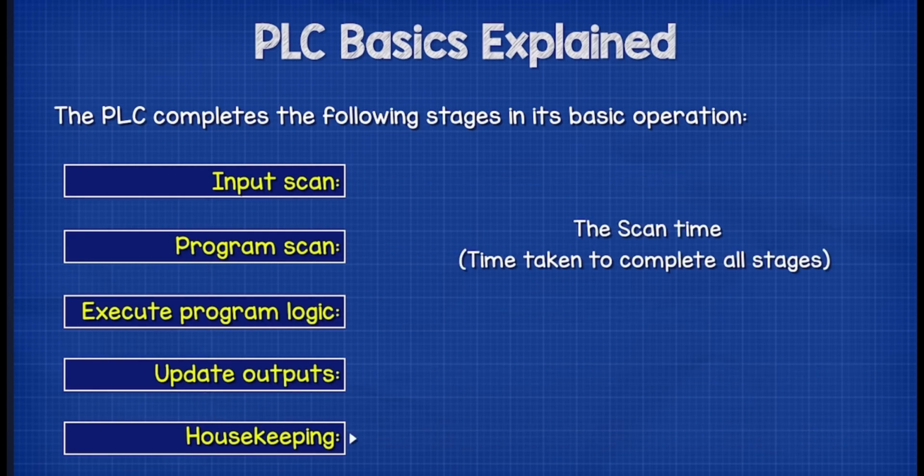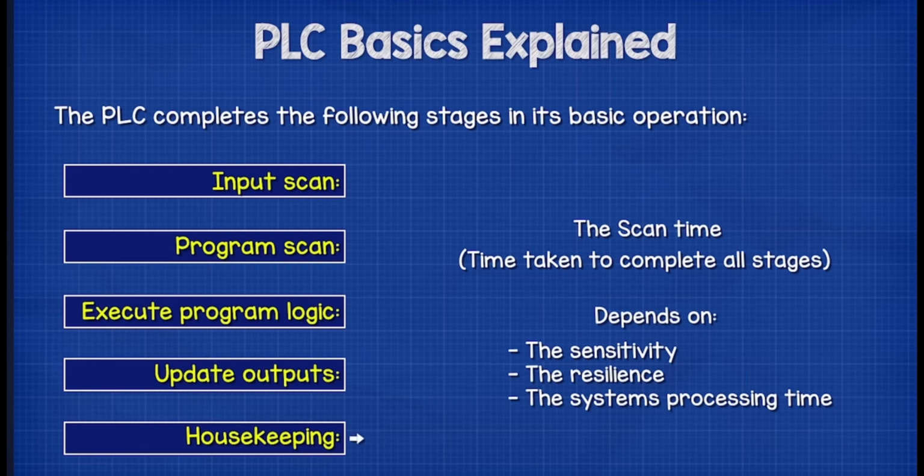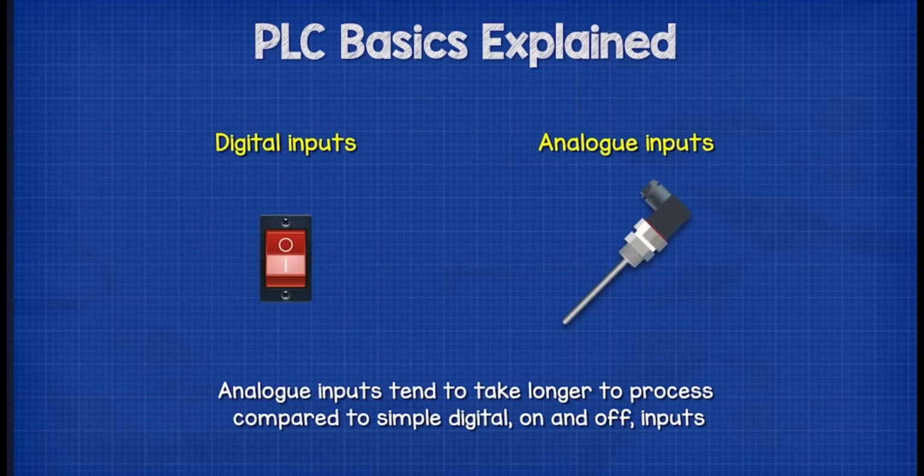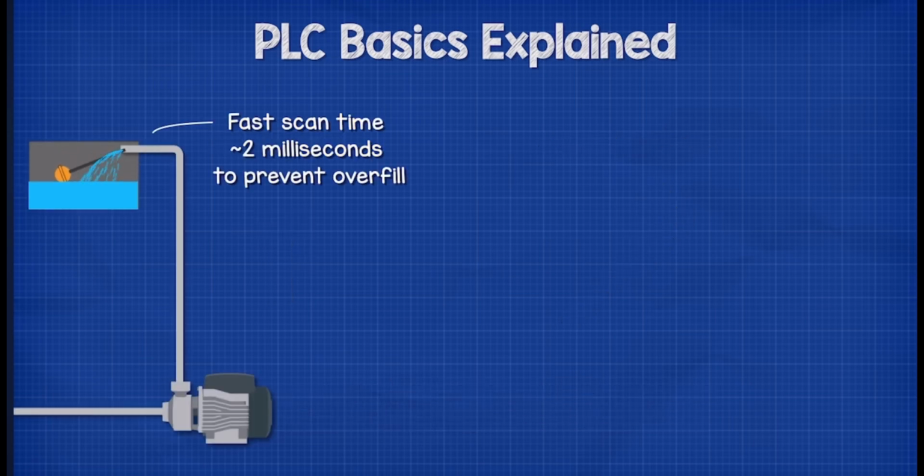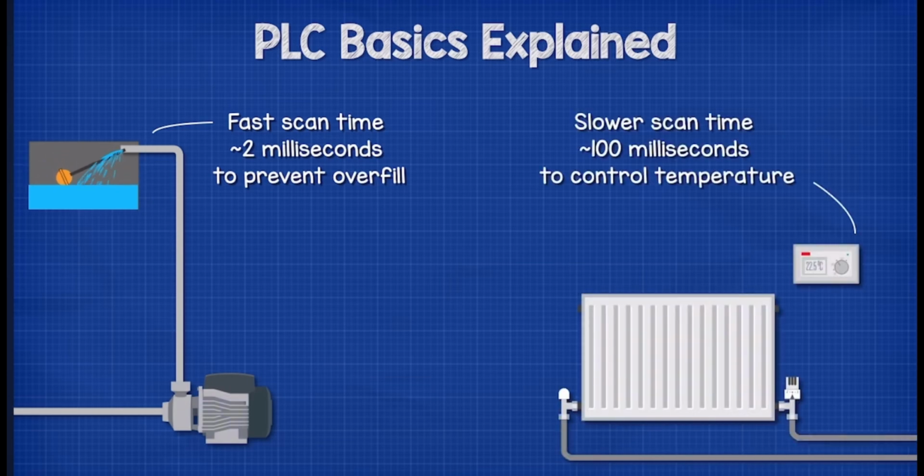The scan time, which is the time it takes to complete all the stages, depends on the sensitivity, the reliance and the system processing time. Analog inputs tend to take longer to process compared to more simple digital on and off inputs. For example, a water tank might have a very fast scan time of 2 milliseconds, and this will prevent overfilling. But a room temperature control can be much slower, perhaps 100 milliseconds.